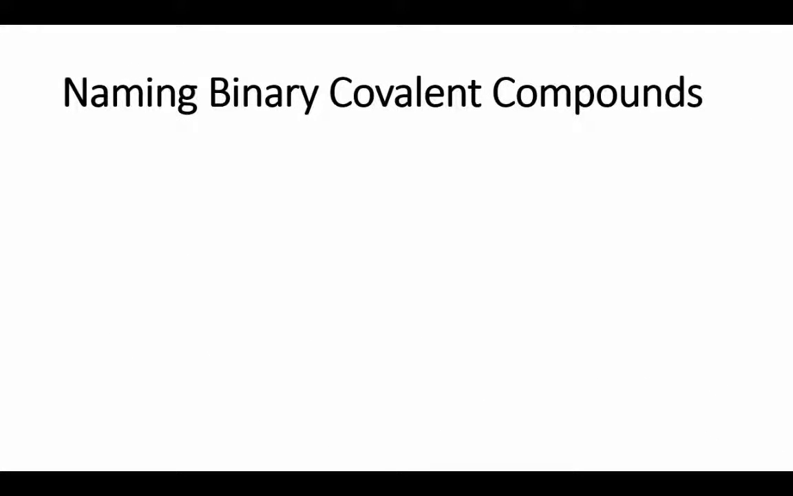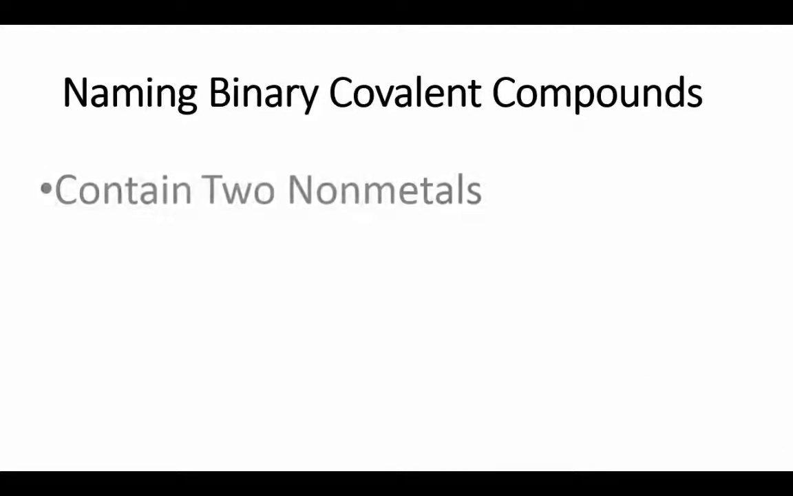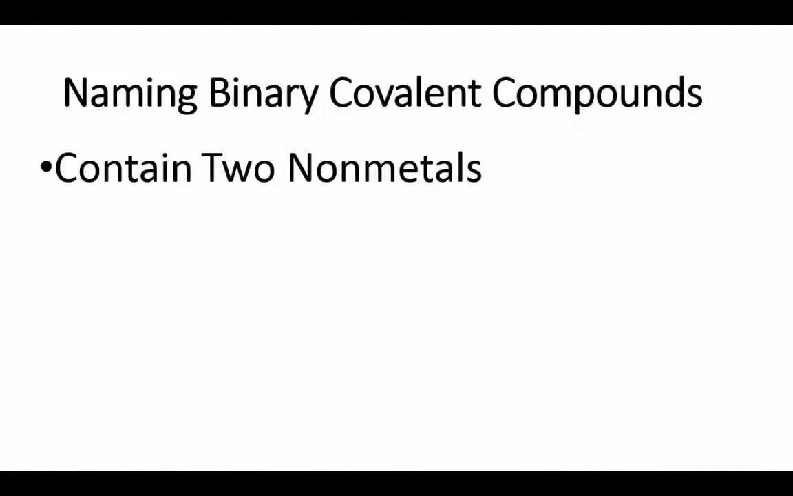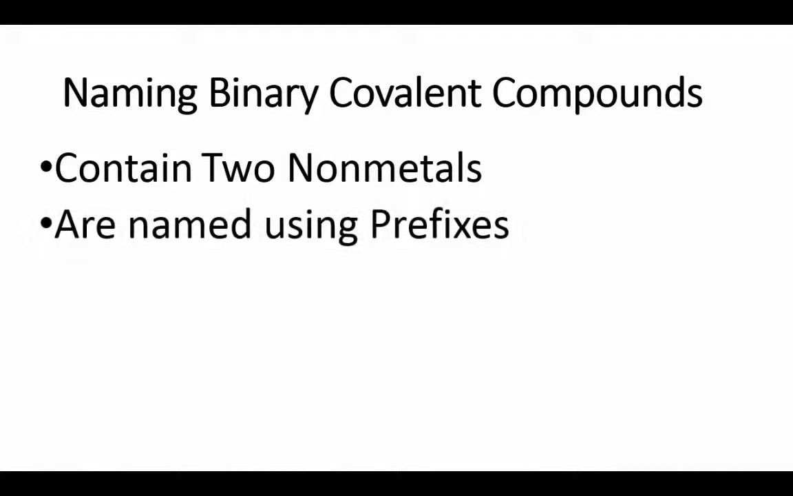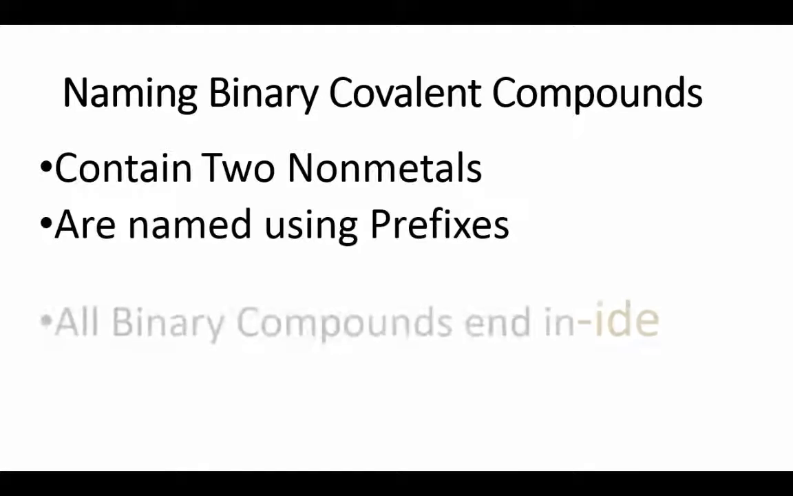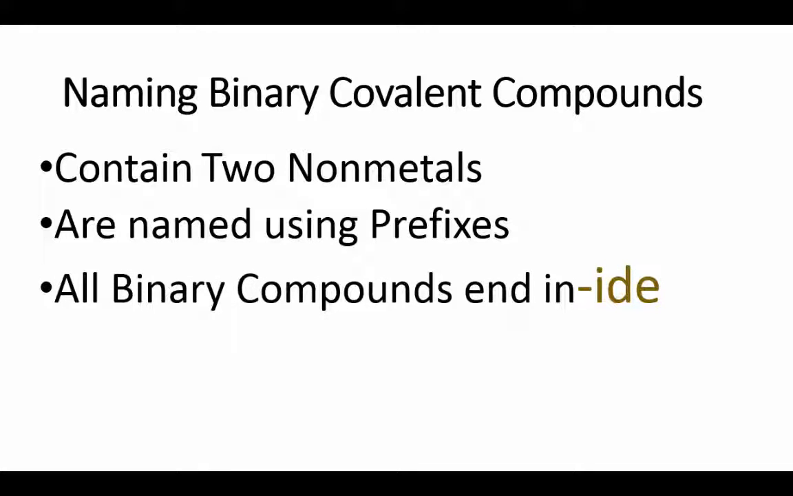covalent compounds. Remember, binary covalent compounds will contain two nonmetals. We name them using those prefixes we just talked about, and all binary compounds, regardless of whether they're ionic or covalent, will end in three letters, I, D, E.